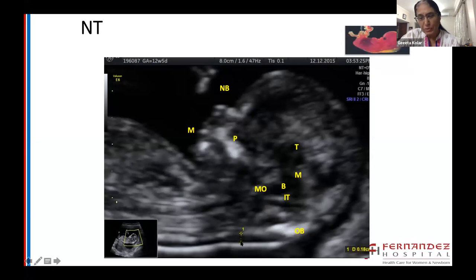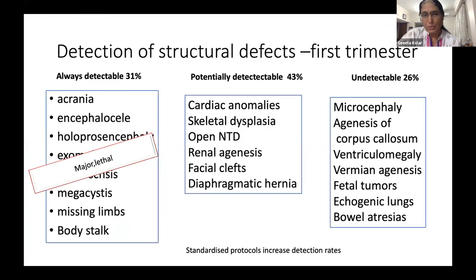So this fluid that is there at the posterior part of the neck is the nuchal translucency. And depending on the MoM values, we say whether it's in the normal range or is it high. And this is an important marker. But apart from that, you can see that there are a lot of structural abnormalities which you can try to detect at this stage. So what are the structural defects you can detect in the first trimester?